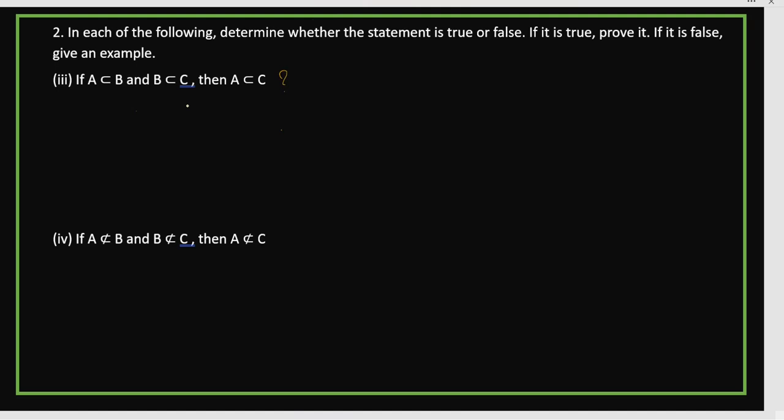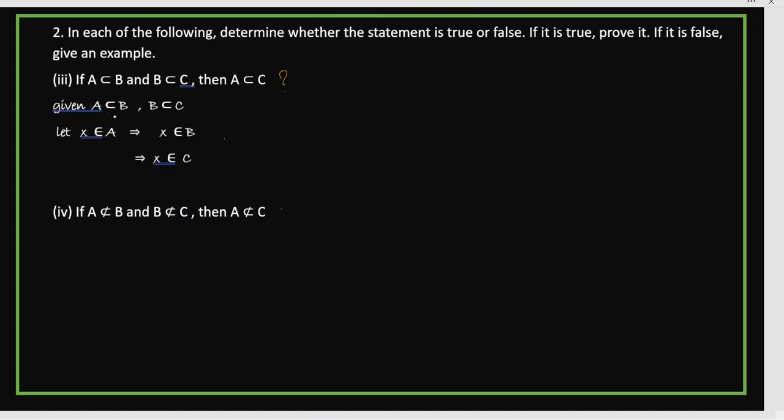It is pretty straightforward. What is given? A is a subset of B and B is a subset of C. So let an element X belong to A. That implies that X also belongs to B. That implies X also belongs to C. Right? Then naturally, because X belongs to A and X belongs to C, A is a subset of C.